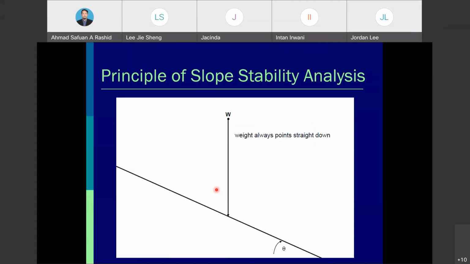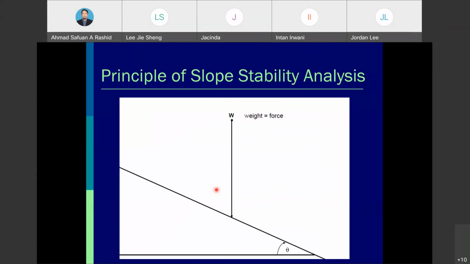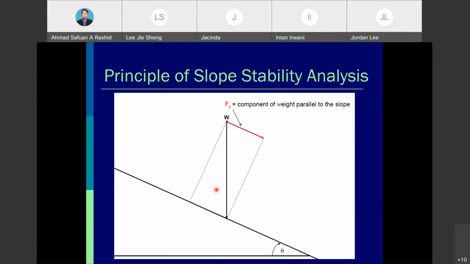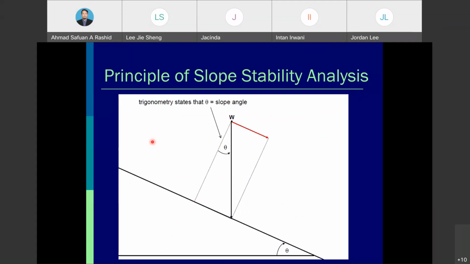So the weight always points straight down, due to the gravity force. Then we resolve it by finding the FP, the component parallel to the slope, and there should be another one we call FN. Now we focus first on the FP. By using trigonometry, we have here theta.